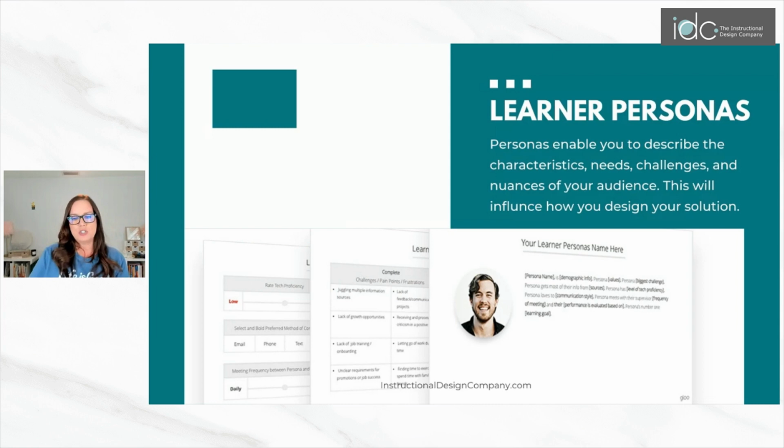So these learner personas give you a visual of who your learner is, so that whenever you're writing your content, you have that person in your mind's eye and you can visualize who they are, where they are in their career, and what their struggles are.